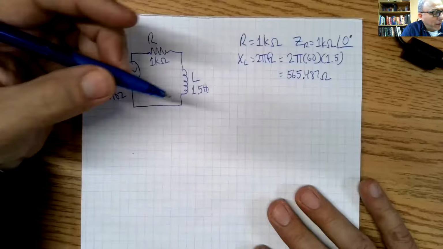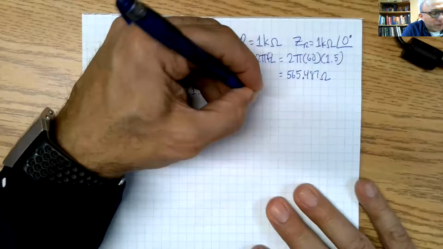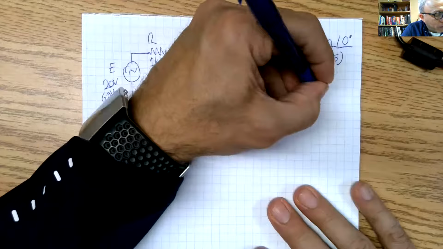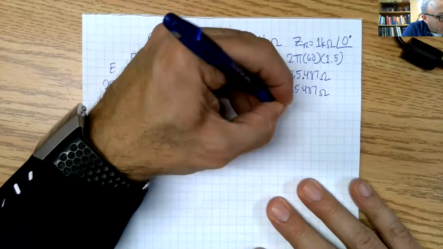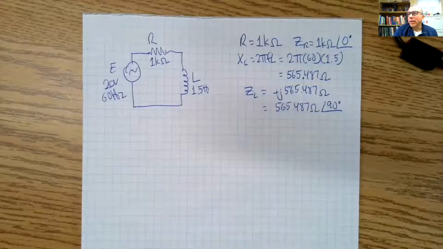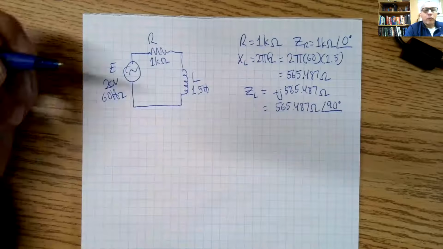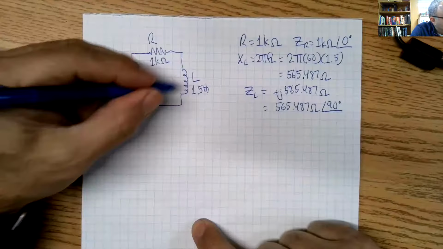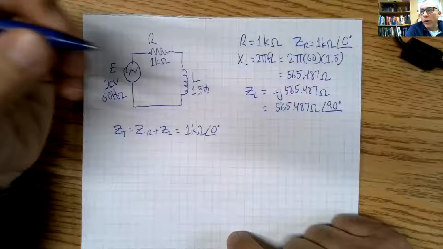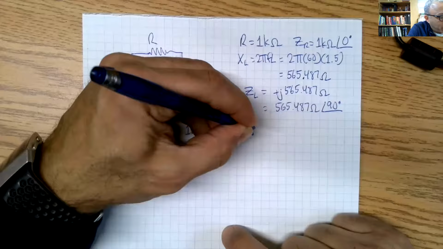So the impedance of L is going to be either positive j565.487 in rectangular mode or 565.487 ohms at an angle of 90 degrees. Okay, so ZC was negative 90, ZL is at positive 90. So if we want to find ZT here, ZT, because it's a series circuit, would be equal to ZR plus ZL. And that will give us 1 kilo ohm at 0 degrees plus 565.487 ohms at 90 degrees.